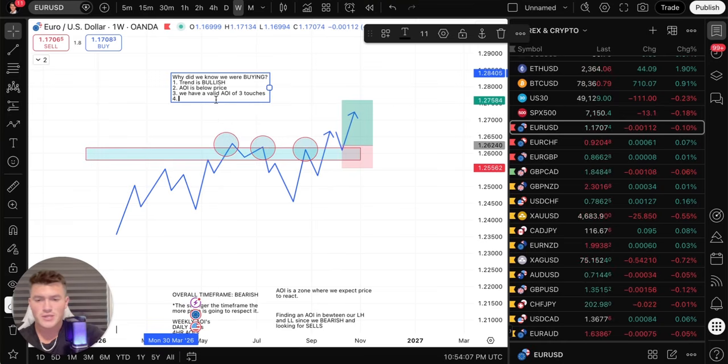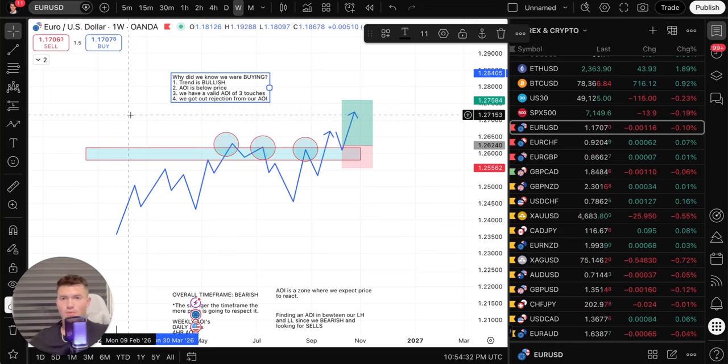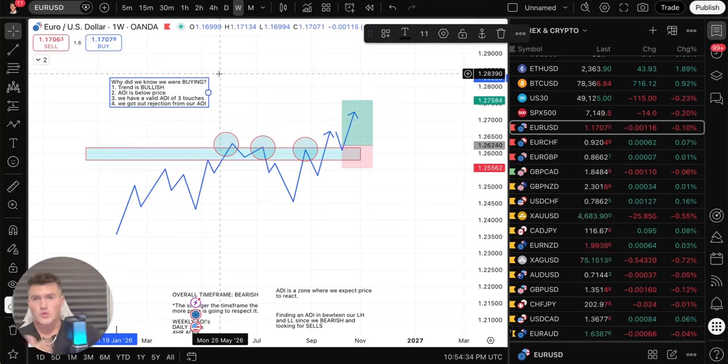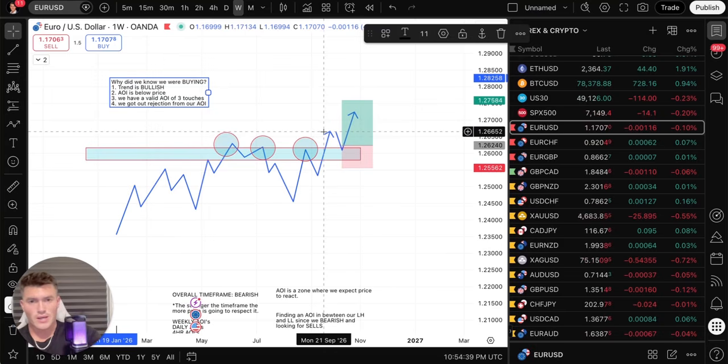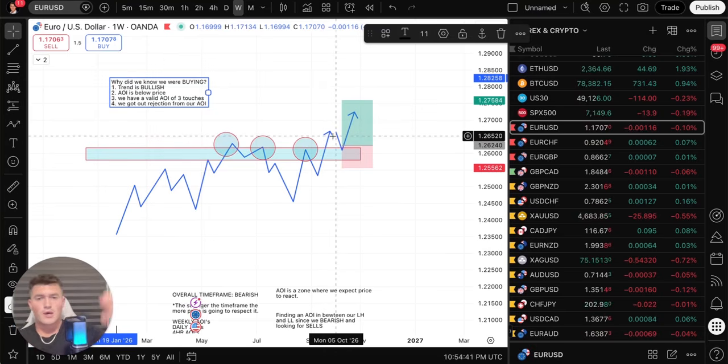Let's say we got rejection from our area of interest. And that just shows us that price is reacting at that area of interest again. So this is why we were buying right here. Trend is bullish. Our area of interest is below price. Price is up here right now. Area of interest is down here.